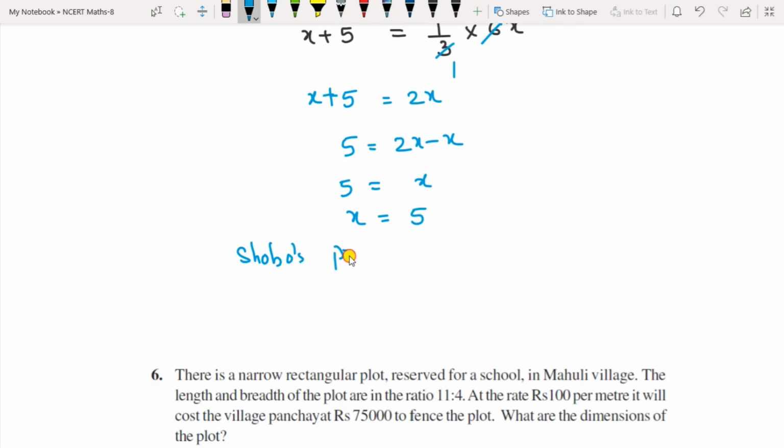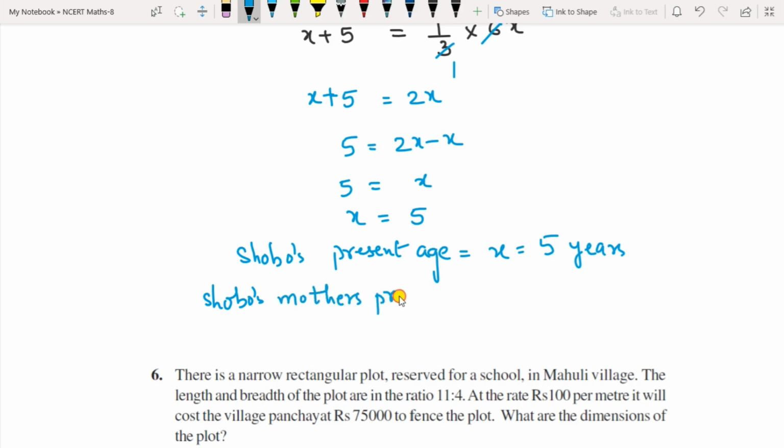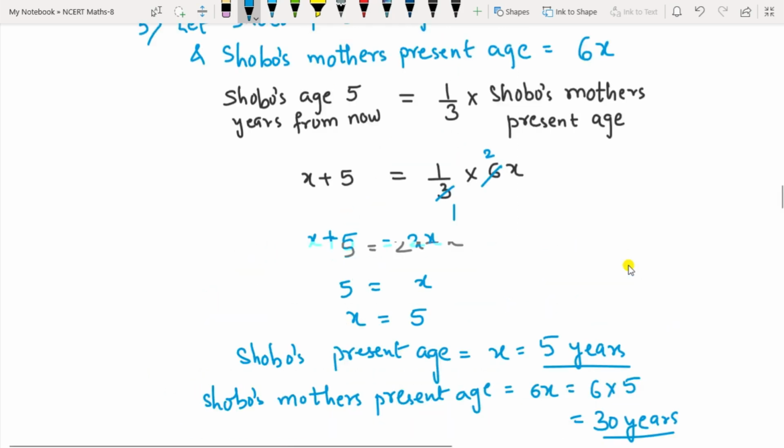Shobho's present age is x equal to 5 years. You need to find her mother's age also. So Shobho's mother's present age was 6 times her age. So it is 6 into 5, that becomes 30 years. So 5 and 30 are the required answers.